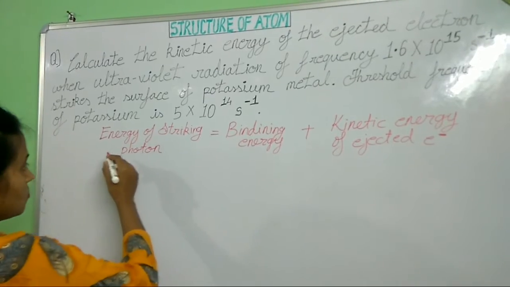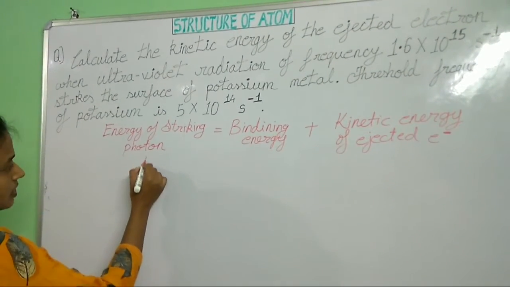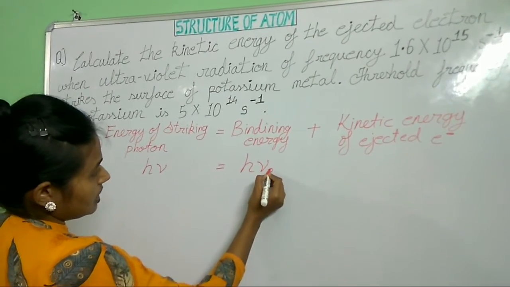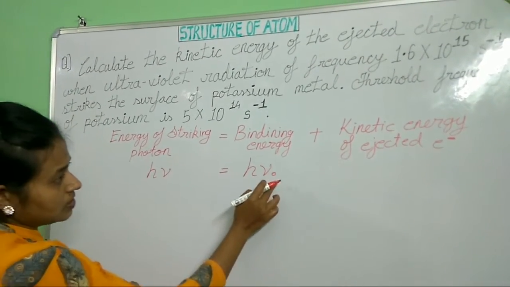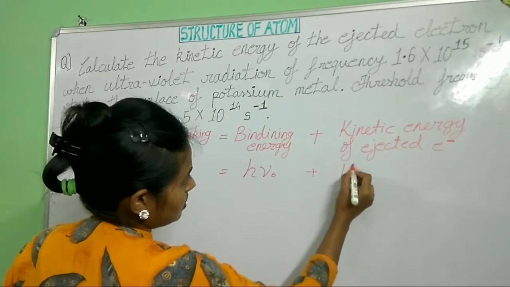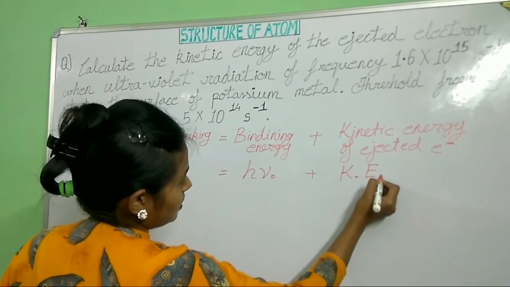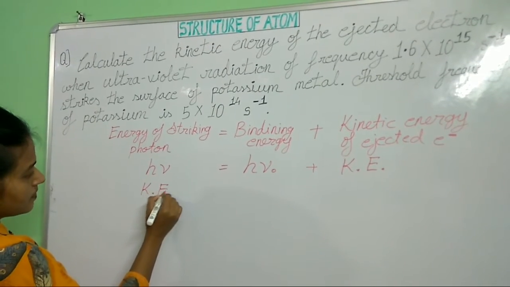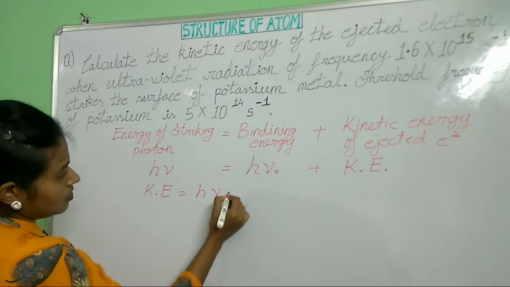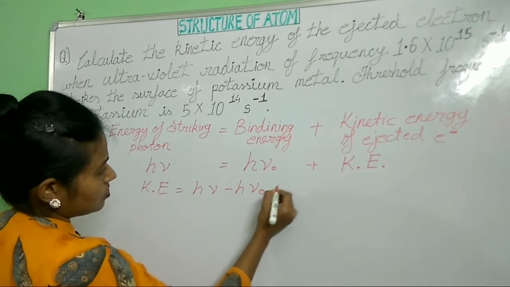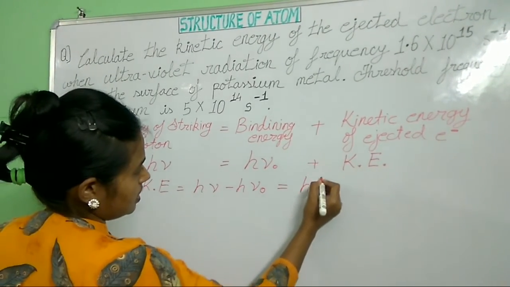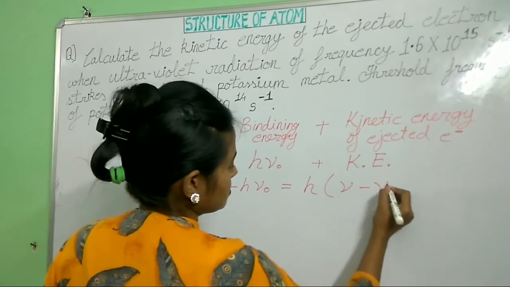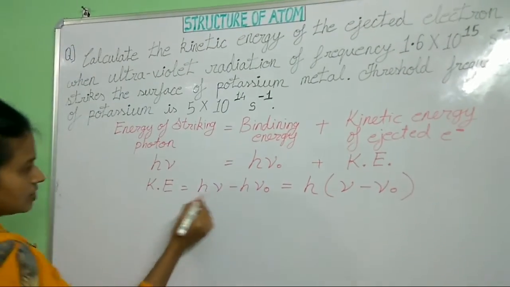Right? So, what is energy of striking photon? Let it be h nu. So, binding energy will be h nu naught, that is threshold energy, and plus kinetic energy. So, how to take out the kinetic energy? Kinetic energy is h nu minus h nu naught, or it can also be written as h, in bracket we will take common, nu minus nu naught. Okay. So, let us put the values.